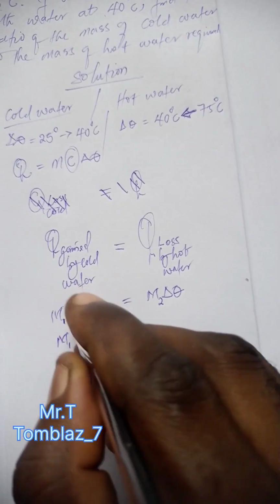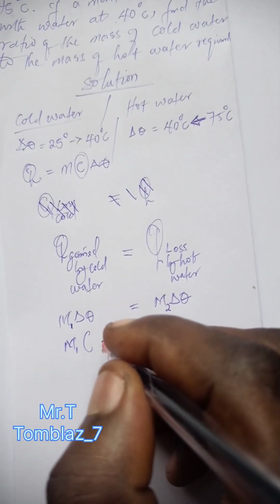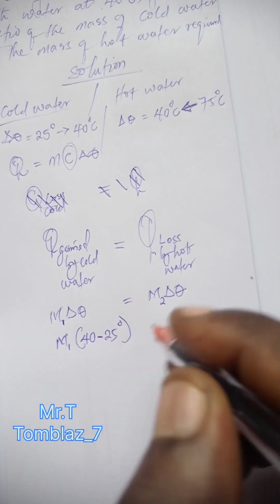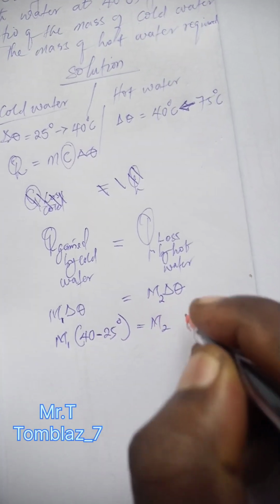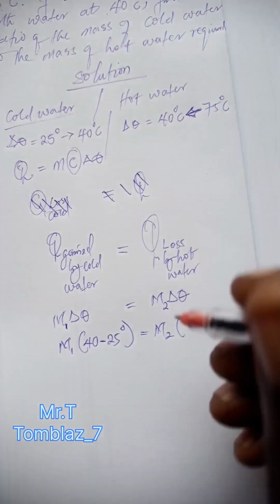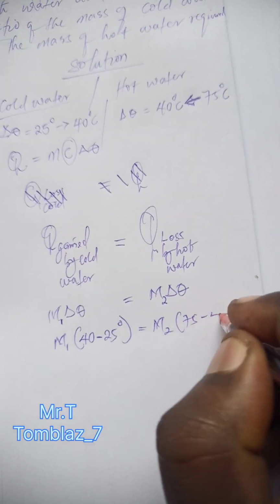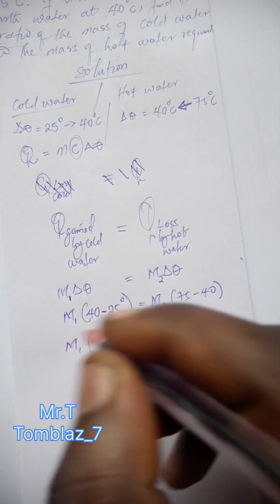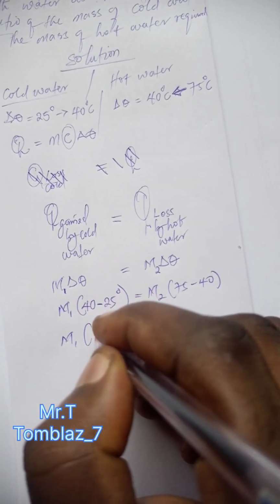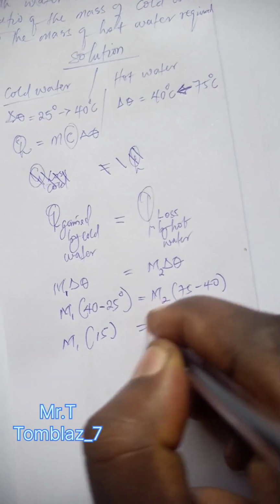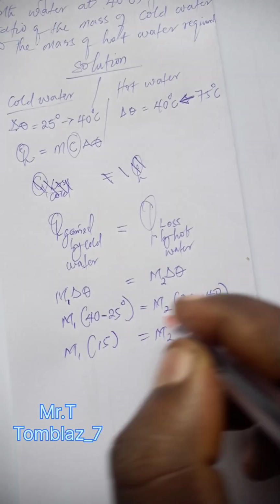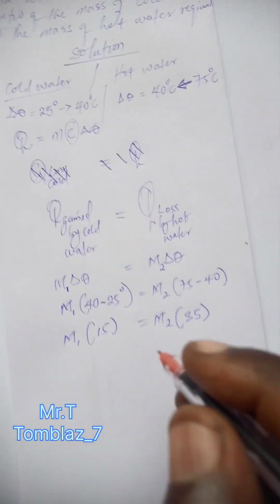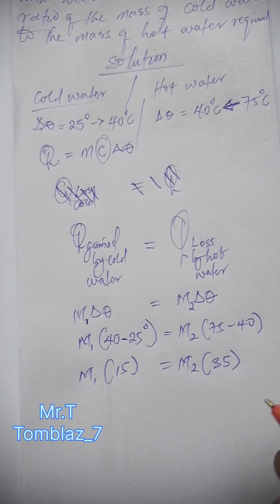Now what is the change in temperature here? We have 40 minus what? 25 degrees, right? And what is the change in temperature here? We'll have 75 minus 40, right? So M1 will be 40 minus 25, which will give you 15. And M2, 75 minus 40 will give you what? 35.